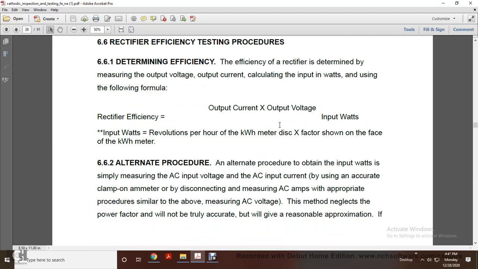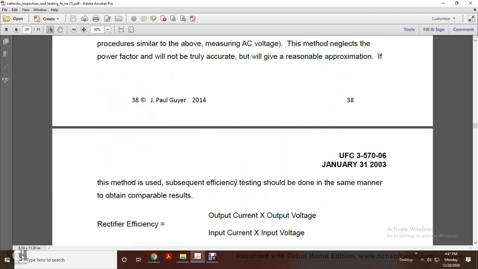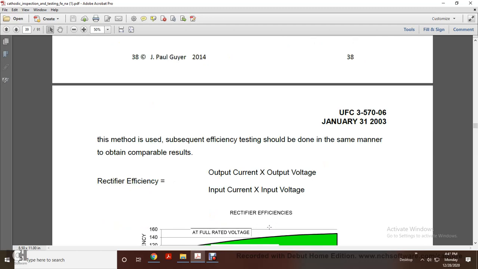6.6.2 Alternate procedure. The alternate procedure to get the input watts is simply measuring the AC input voltage and input current, using an accurate clamp-on ammeter with a disconnect to measure AC amps, and a similar procedure for measuring AC voltage. The method neglects the power factor, so it is not truly accurate but will give a reasonable approximation. If this method is used, efficiency testing should be done with the same method each time to obtain comparable results. Rectifier efficiency is output current times output voltage over input current times input voltage.